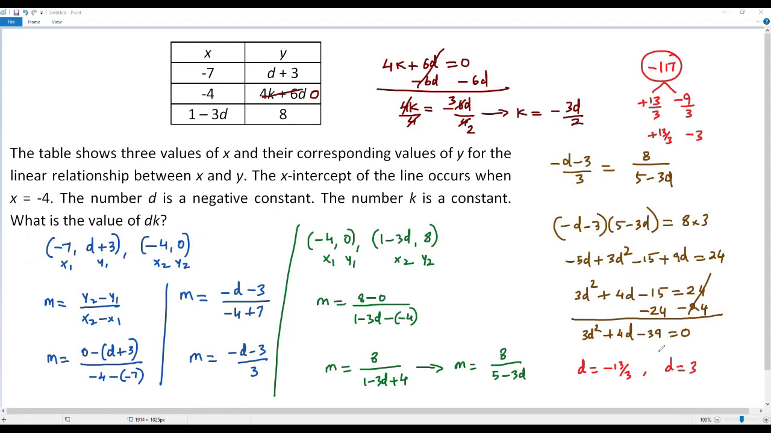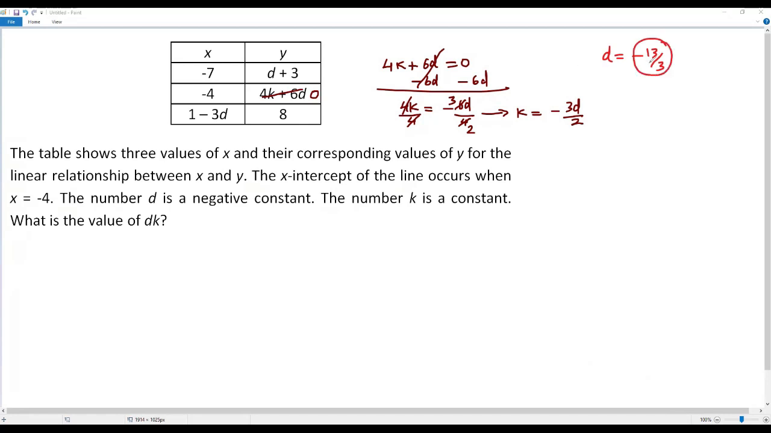Here I got two values for d. One is negative 13 over 3 and the other one is positive 3. But there is information that d is a negative constant. Since d is a negative constant, we can reject the positive value of d. We can consider the negative value of d, that is negative 13 over 3. Okay, now let me erase this stuff and continue the problem.